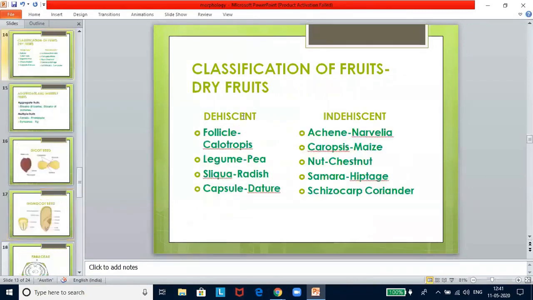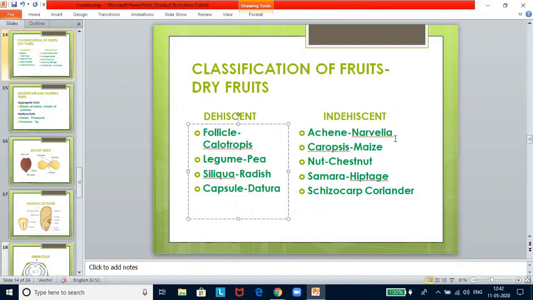Now let us look into the classification of fruits. Dry fruits are divided into dehiscent and indehiscent fruits. Dehiscent fruits: follicle, calotropis. Legume, it is pea. I'm sorry, there is a spelling mistake. It is siliqua, radish. Capsule, datura. So make a note of these things, children.